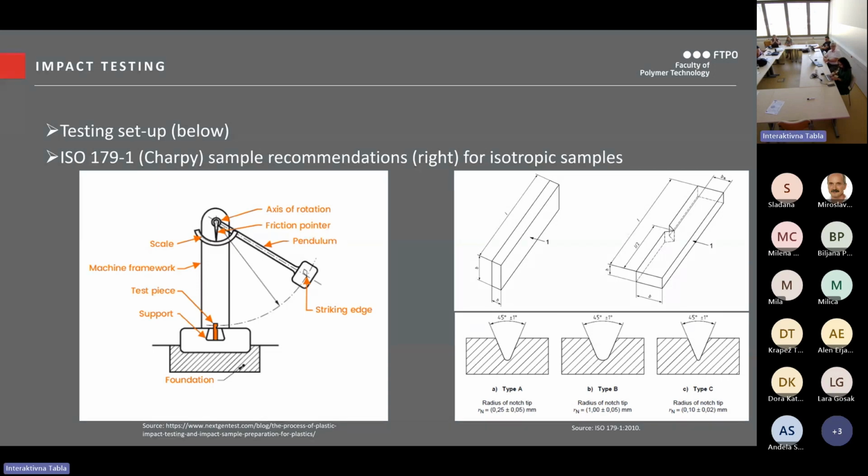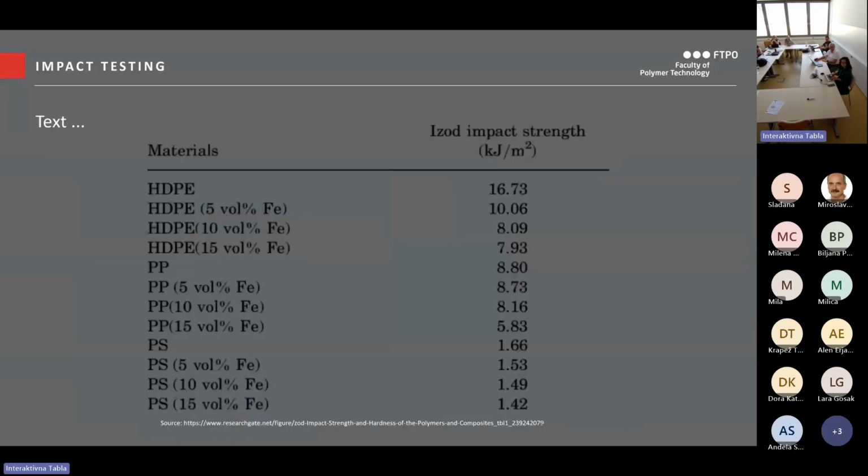Here we have some recommended sample sizes by the ISO 179-1 standard. We also have standardized notch sizes, and they're actually the same for Izod tests.